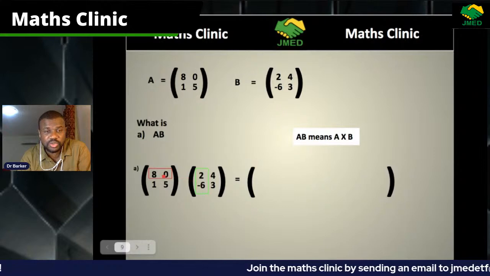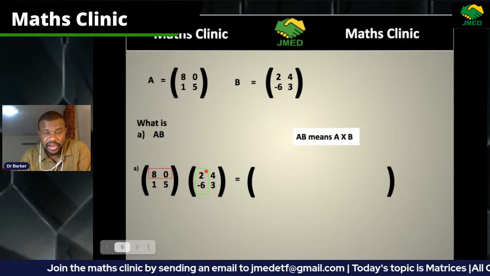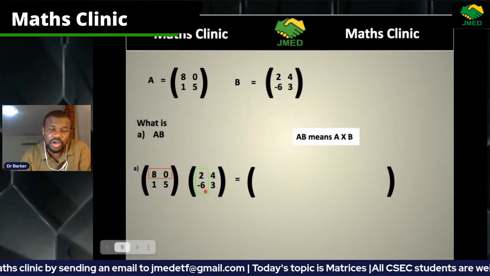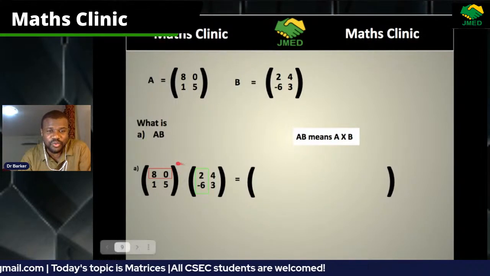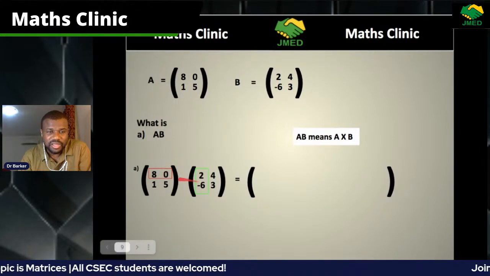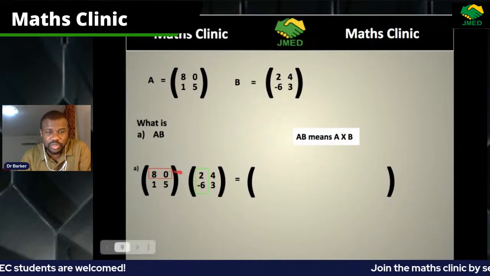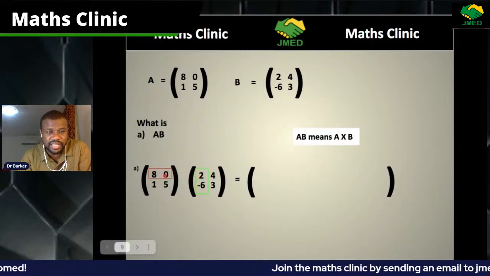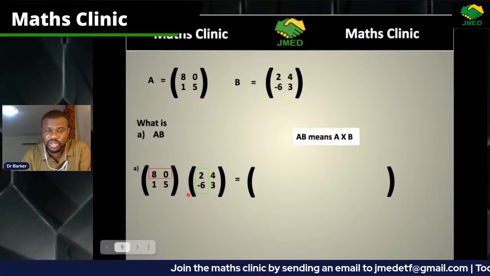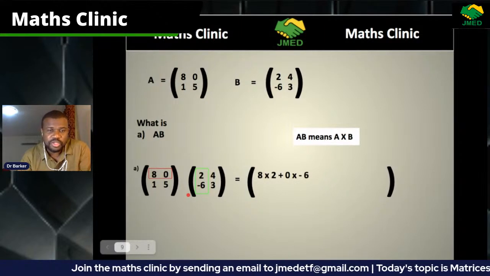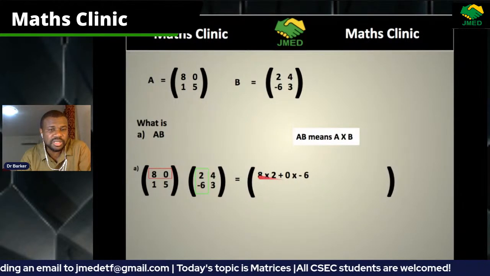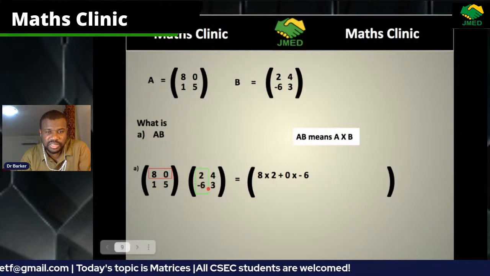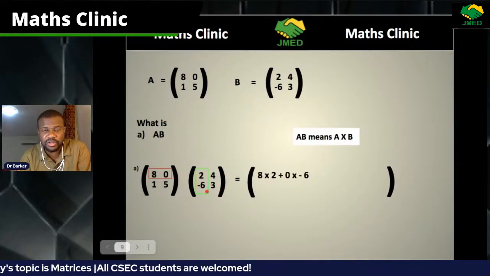We're going to do this. This is how it works. You always multiply an entire row by the entire column. Always. Now, how do we do this? The procedure is, once you recognize that you're going to do a row by this column, you imagine that this first one will go with this one if I put them side by side, and this one will go with this one, and it will look like this. Let me explain. So we'll do 8 times 2 plus, always a plus, 0 times minus 6. That's how we multiply a row by a column.